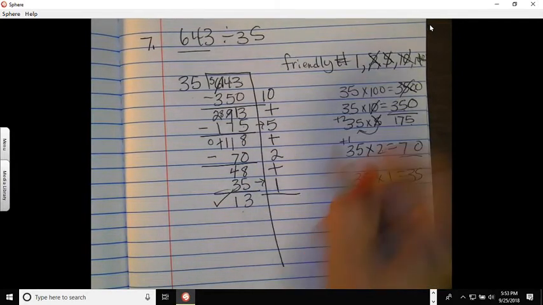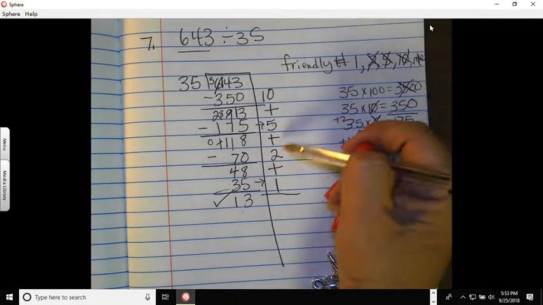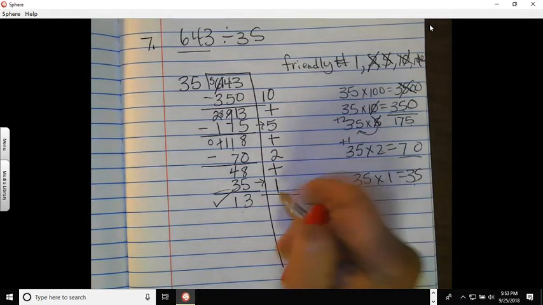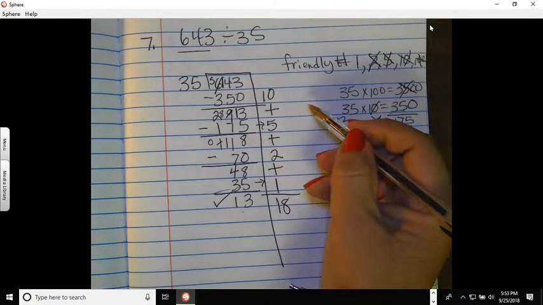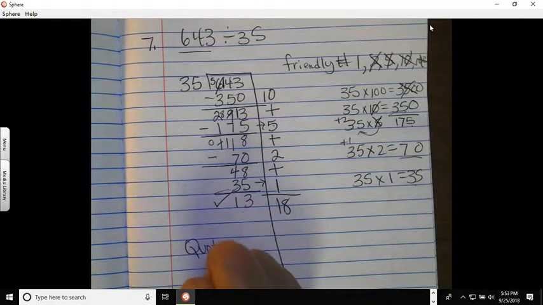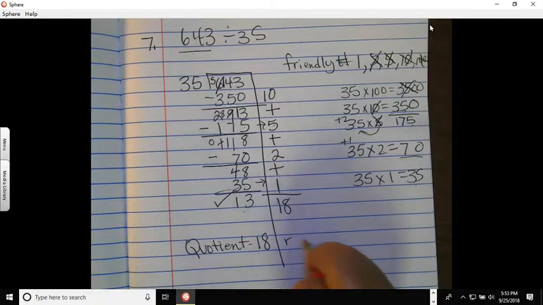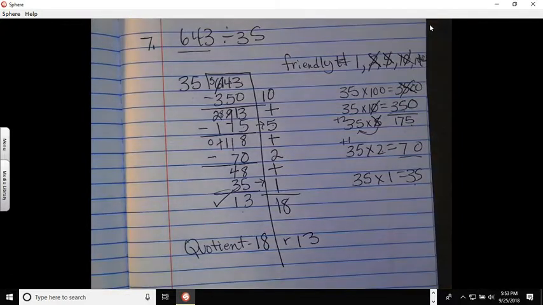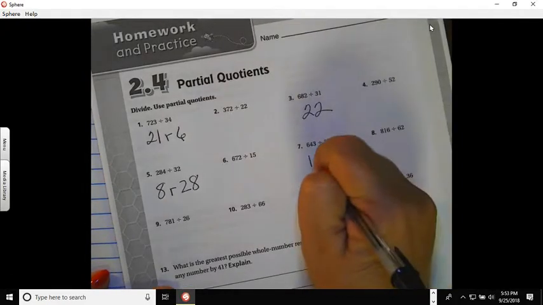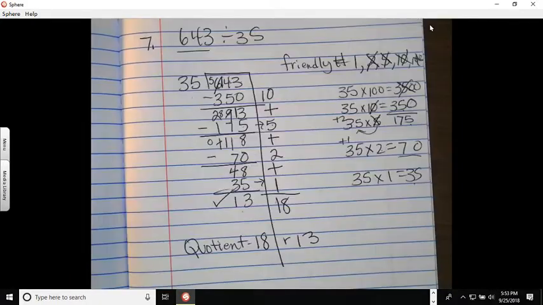I can now add up. My partial quotients are 10 plus 5 is 15, plus 2 is 17, plus 1 is 18. Okay? And then with my remainder of 13, my quotient, which is the answer, is 18 with a remainder of 13. Coming over here to my number 7, I have my answer is 18 with a remainder of 13. Okay, I'm looking at number 9.